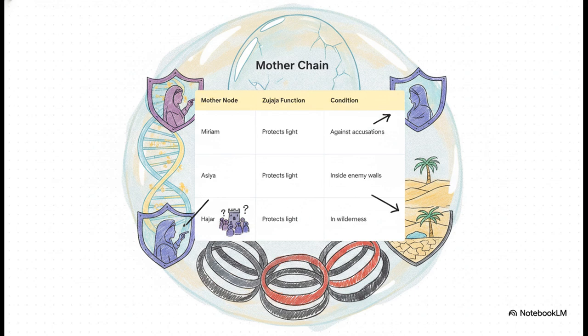Miriam protects the light against her own people's accusations. Asiyah protects it literally inside the enemy walls of Pharaoh. Hagar protects it out in the harsh wilderness with no walls at all. These are the 3 layers of darkness, a triune gate repeating the exact same protective placenta membrane at every single scale.